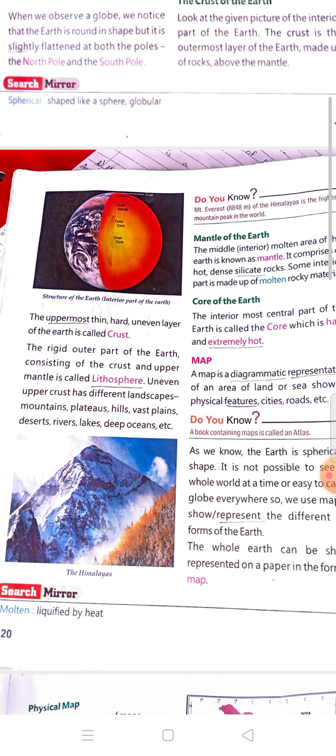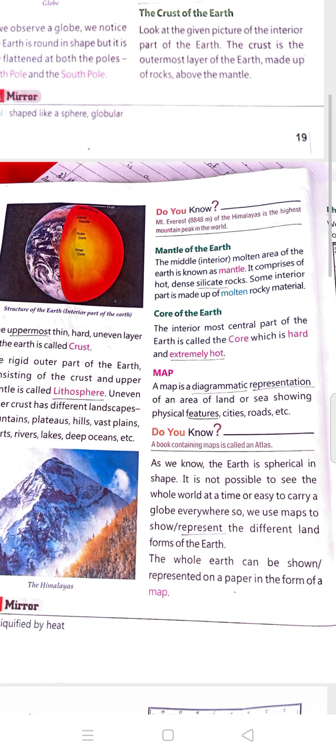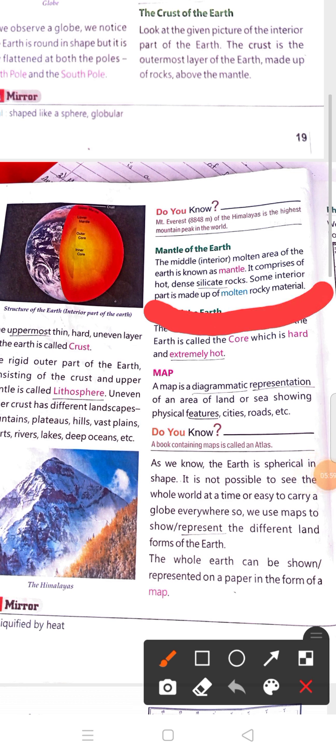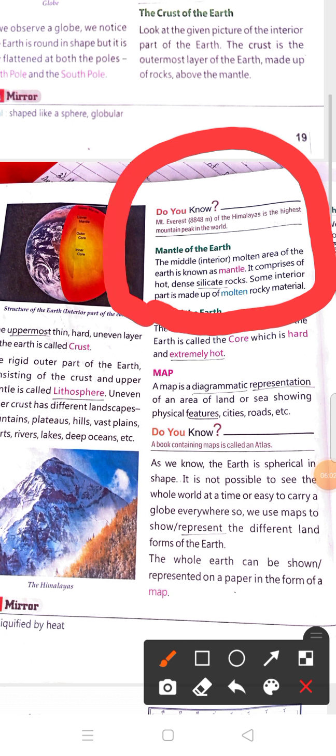Okay, now come to this side. Now I am going to read this much. Did you know Mount Everest, 8,848 meters, of the Himalayas is the highest mountain peak in the world. Mantle of the earth: the middle interior molten area of the earth is known as the mantle. It comprises hot, dense, silicate rocks. Some interior part is made up of molten rocky material.